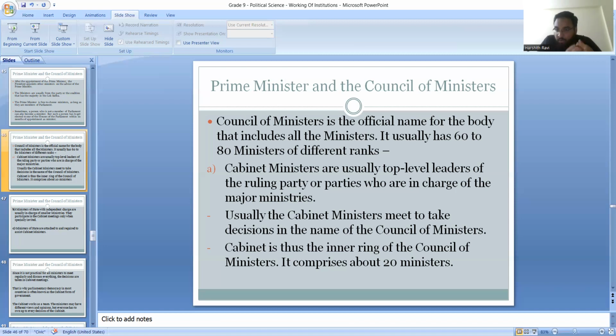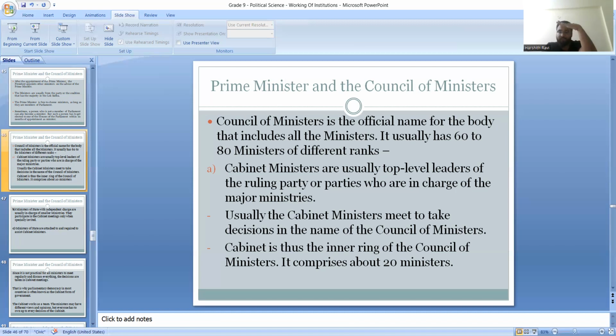Say Mr. Amit Shah, who's the Home Minister, say Mrs. Nirmala Sitaraman, who's the Finance Minister, Mr. Subramaniam Jaishankar, who's the External Affairs Minister, right? Mr. Nitin Gadkari, who's the Highways and the Transport Minister, and so on and so forth, right? So cabinet ministers. So there are about 20 such ministers who form the inner circle of the prime minister, so to speak. Right? They are called as cabinet ministers. So that is the topmost layer of ministers.